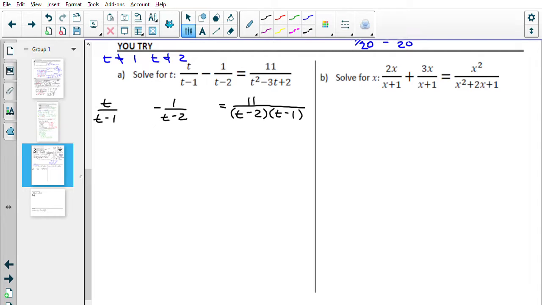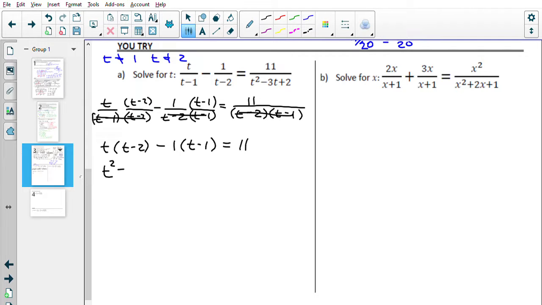Okay? So now we need to put a t minus 2 on top and bottom here. We need to put a t minus 1 on top and bottom here. And leave the other side alone. Then the denominator cancels. So you'd have t bracket t minus 2 minus 1 bracket t minus 1 equals 11.